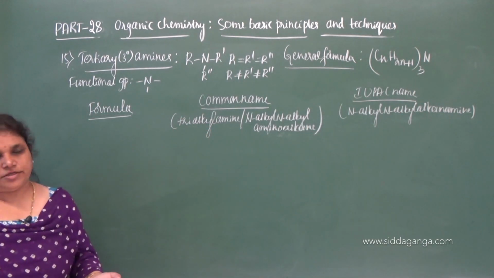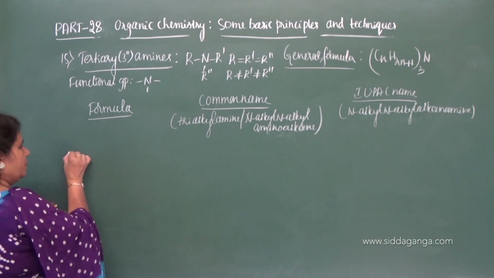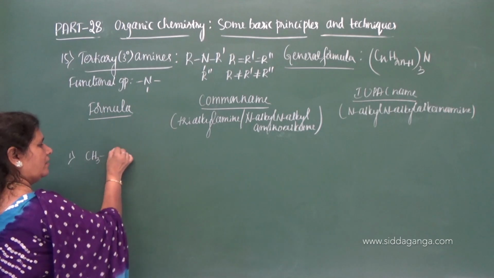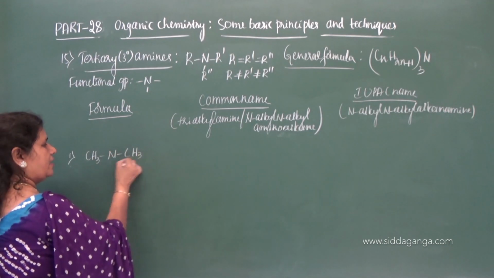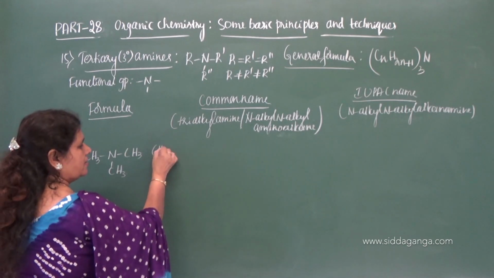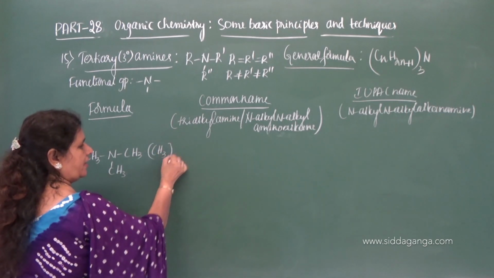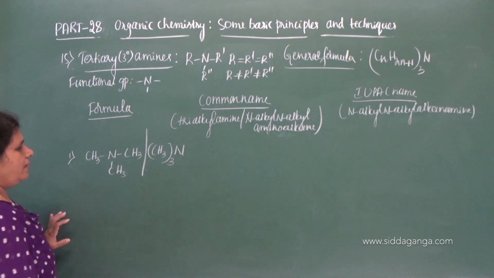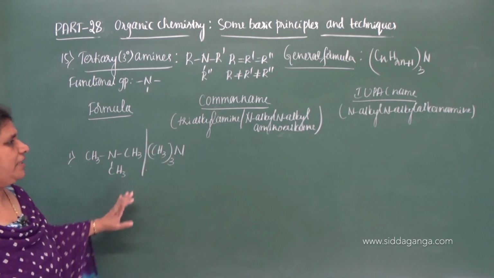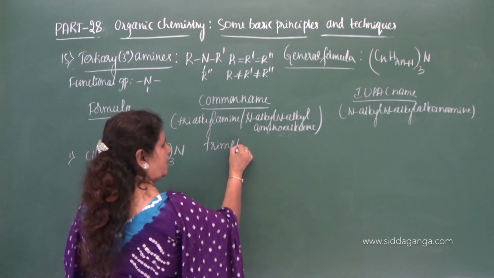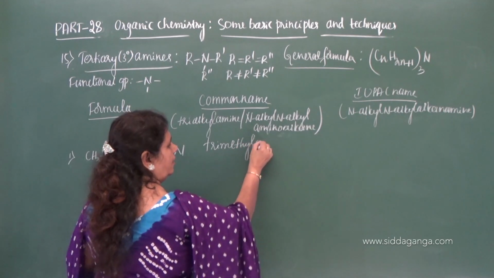Okay, now let us move on to the examples. First one, CH3, N, CH3, CH3. You can write like this, CH3 taken thrice N, can also represent like this, and 3 methyl groups are there, therefore the common name is trimethyl amine.